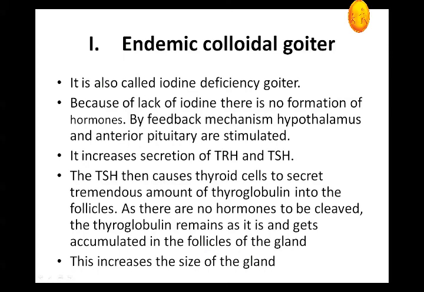See, as I already said, in the synthesis of thyroid hormone, the colloidal material thyroglobulin contains T4 and T3, but in the combined form. When they are cleaved or separated, one molecule of monoiodotyrosine plus one molecule of diiodotyrosine goes to T3, and 2 molecules of diiodotyrosine plus 2 molecules of diiodotyrosine give T4. And there is no hormone present to be cleaved. Thyroglobulin remains as it is and gets accumulated in the follicles of the gland. Therefore, the size of the gland increases.